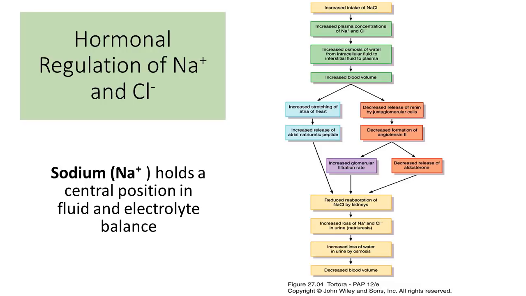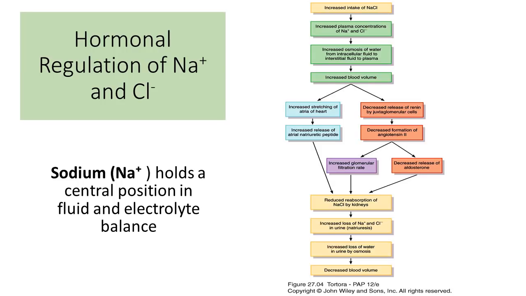So from the interstitial fluid, the fluid in the tissues will be drawn into the blood vessels towards the increased concentration of sodium and chloride. And this is going to result in increasing blood volume. So as blood volume increases, it's going to cause a stretch in the atria, the walls of the atria and the heart.